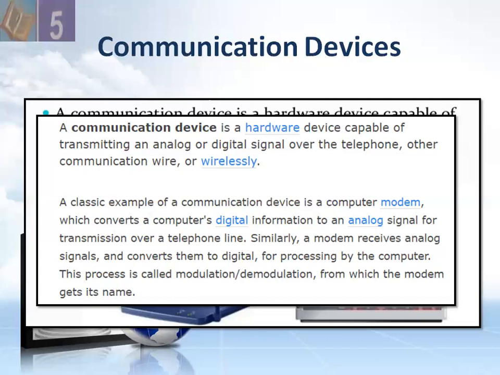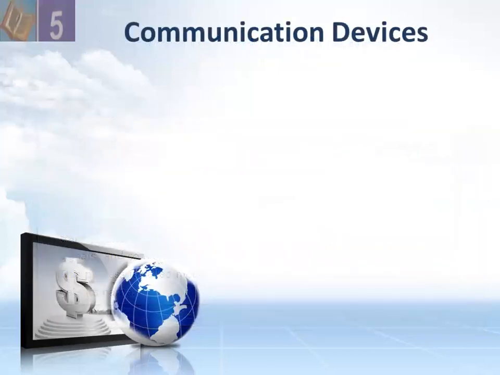So this is a simple example that modem is a device which is used to convert the signals, analog signals into digital and digital signals into analogs. And this process is called modulation and demodulation. So modem is a device which is used to take the signals and convert the signal. And communication device is basically a device that is used in telecommunication system for transmitting data from one location to another, is known as communication device.